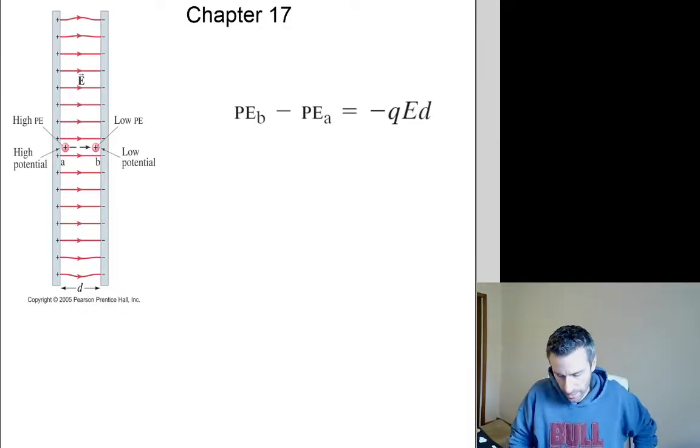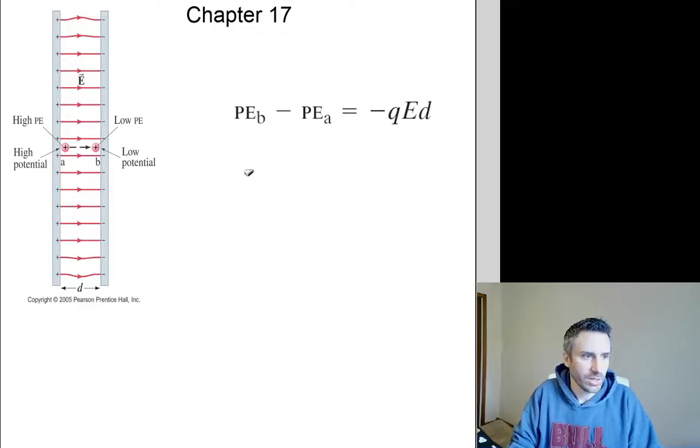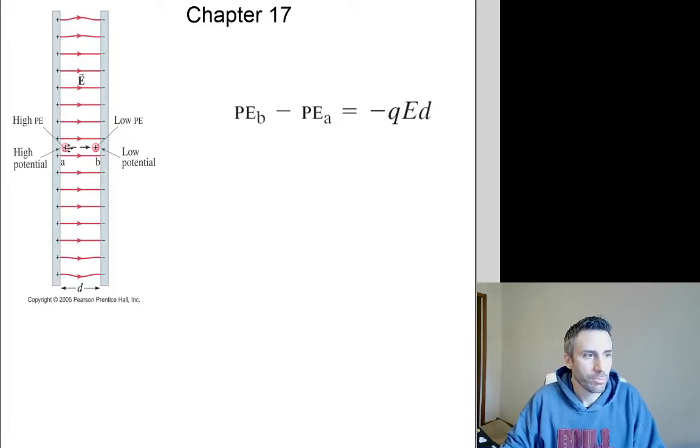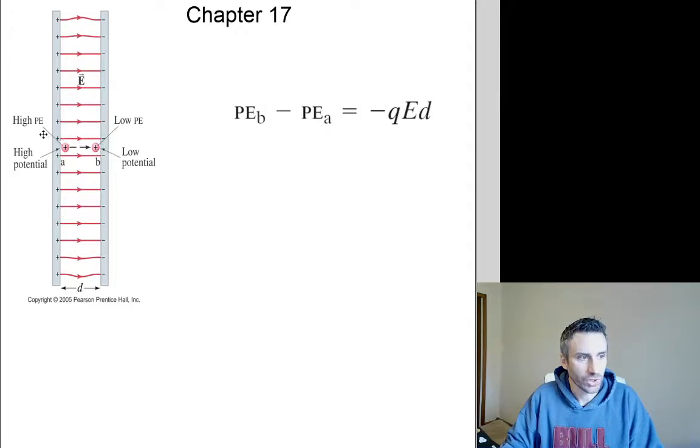So let's look at this little setup here where we have two different plates. We have a plate here that is positively charged, and we have a plate that is negatively charged. It should stand to reason that any positive test charge that we put within these two plates, towards the positive plate, wants to accelerate and go towards the negative plate. So it stands to reason that there would be a high potential energy here and a low potential energy here, which is what is expressed here.